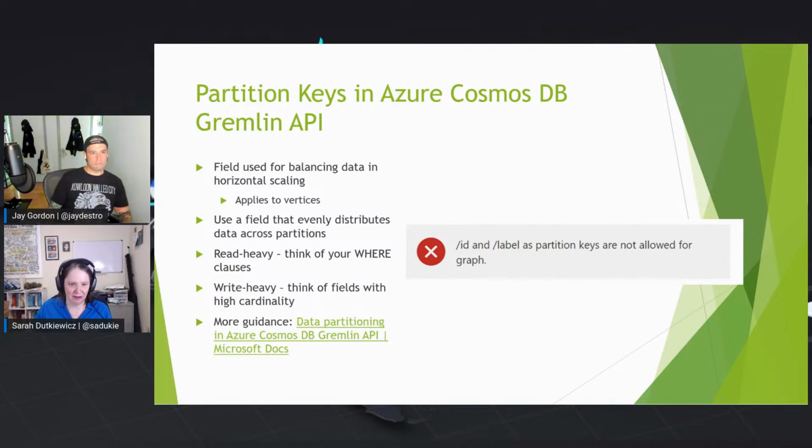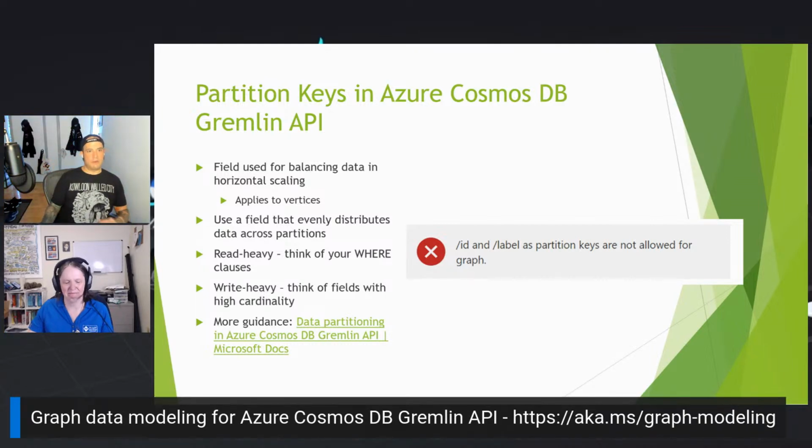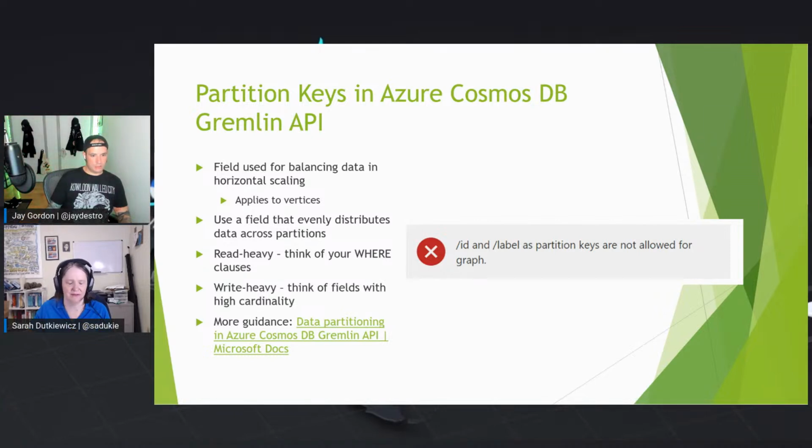And then there's more guidance on data partitioning with the Gremlin API. Jay, you had that link up earlier at the beginning of this talk, if you want to bring that back up. Yeah, sure. Give me one sec. So this is the graph data modeling for Cosmos DB for Gremlin API. You can go to aka.ms/graph-modeling. Yep, and that graph modeling page does include links to the partitioning as well. So, all right.